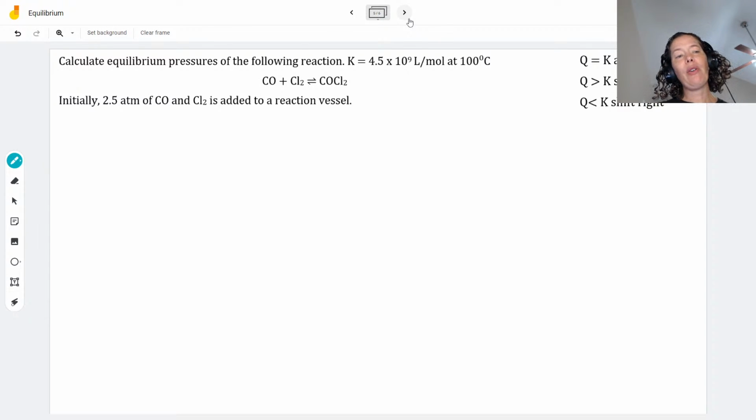All right, so our final problem here. Again, we want to calculate, in this case, equilibrium pressures of our reaction right here. And we know initially we've got 2.5 atmospheres of both of our reactants added to the vessel.